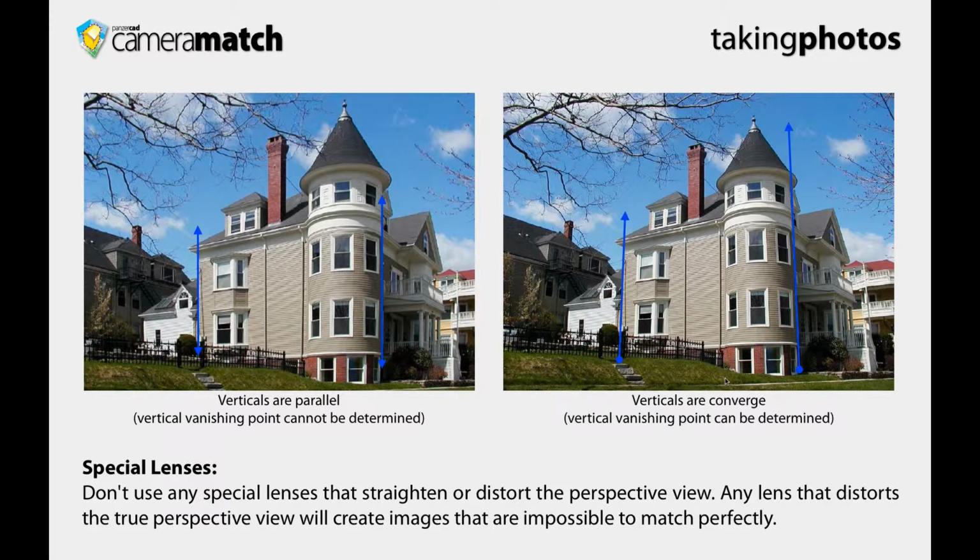So just use a typical lens, as in the image on the right here. And I'm just highlighting how the verticals are not perfectly parallel, and it's just a more natural image, and those vanishing points can be determined accurately from that image.